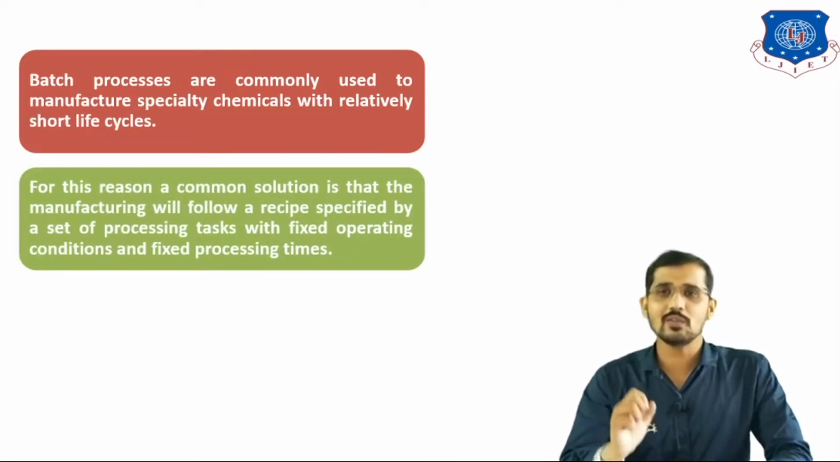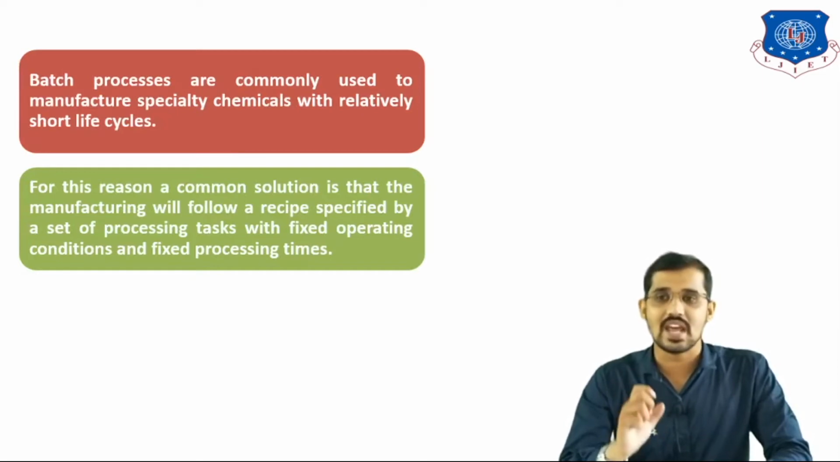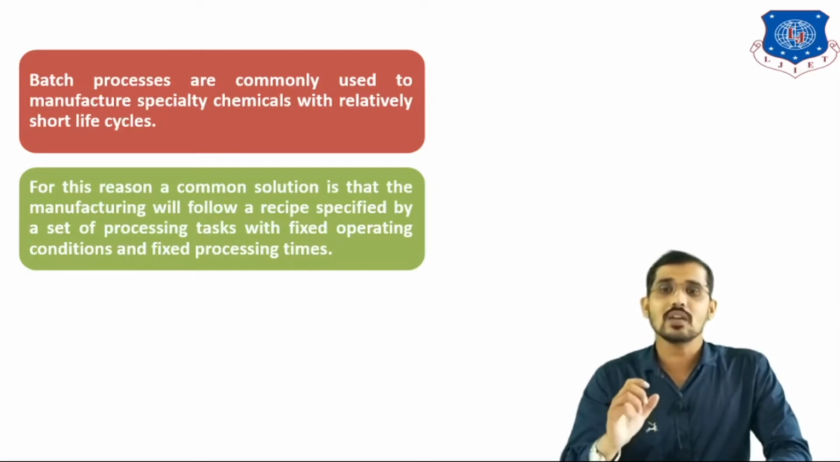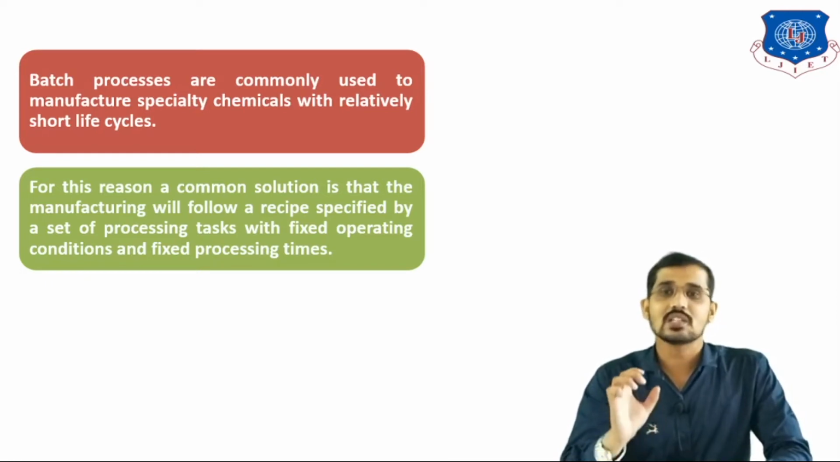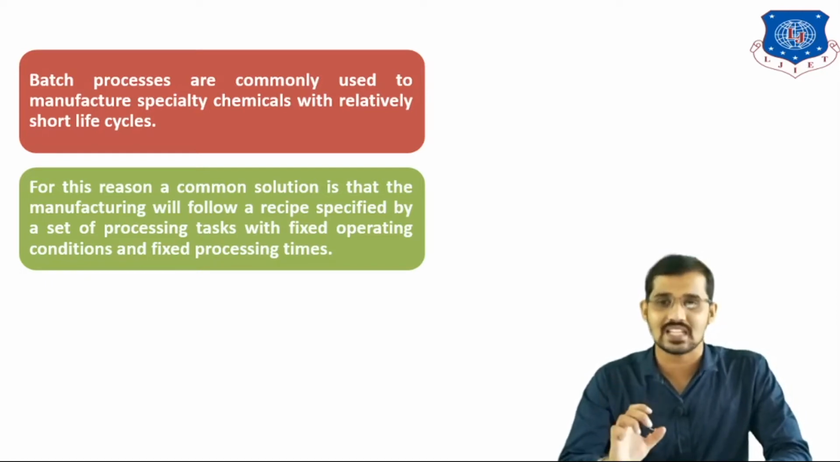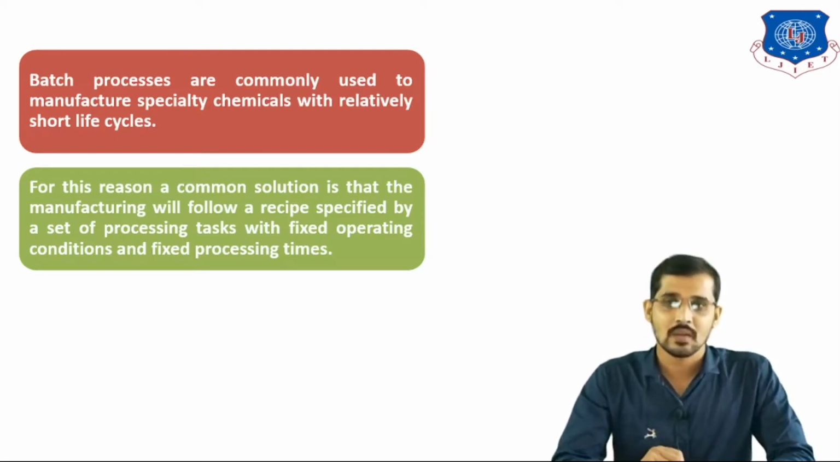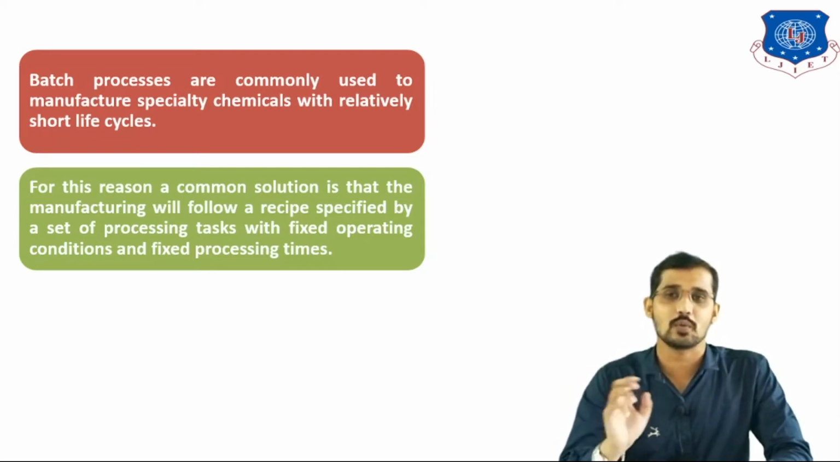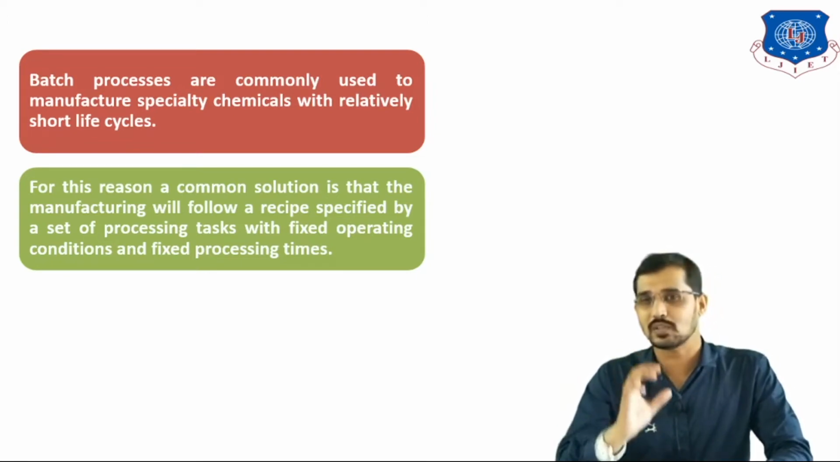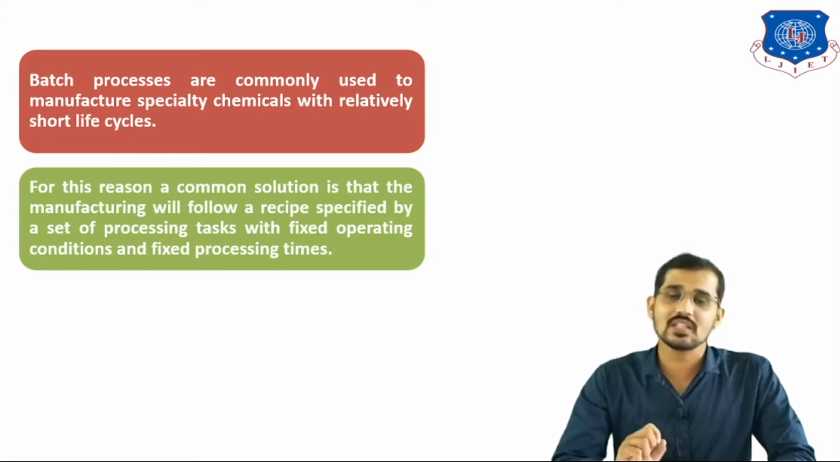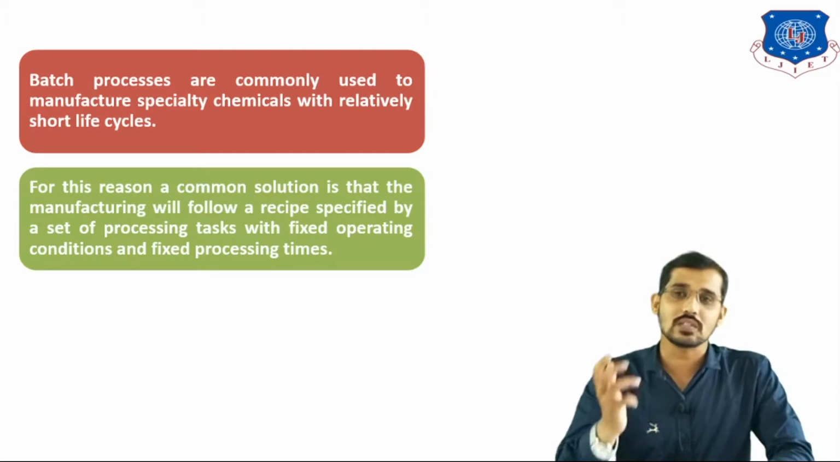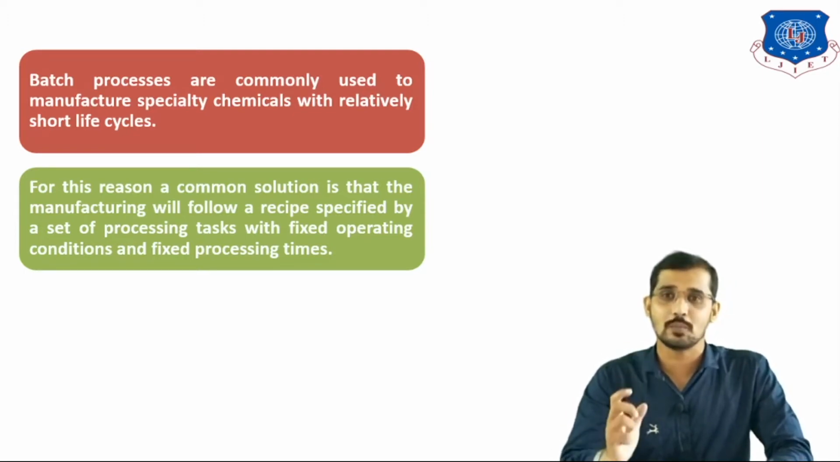After that, according to the second point, for this reason a common solution is that the manufacturing will follow a recipe. A recipe is nothing but a procedure, meaning there is one common procedure specified by a set of processing tasks with fixed operating conditions and fixed processing times. So this is nothing but the batch process, where we have a fixed procedure with fixed processing time and fixed conditions. We are going to see one example related to this batch process in the next slide.